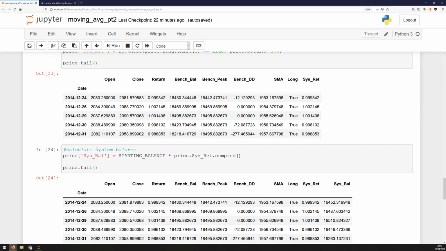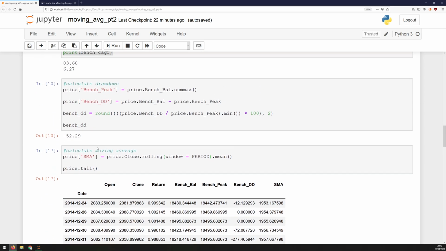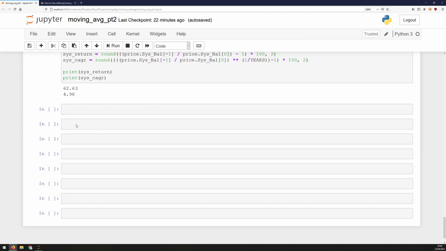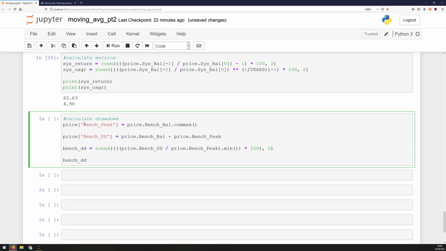Well, I've already calculated that drawdown for the benchmark. So let's just go up here, and there it is there. Let's just copy that all down and then just change it for system. So I'll say, and that's going to be system peak. So sys peak. And sys bal, bench drawdown, so system drawdown price, system balance minus system peak. I'm sure there's a shortcut for this that I'm not using. System drawdown, system peak. Okay, and then just need to output the system DD.